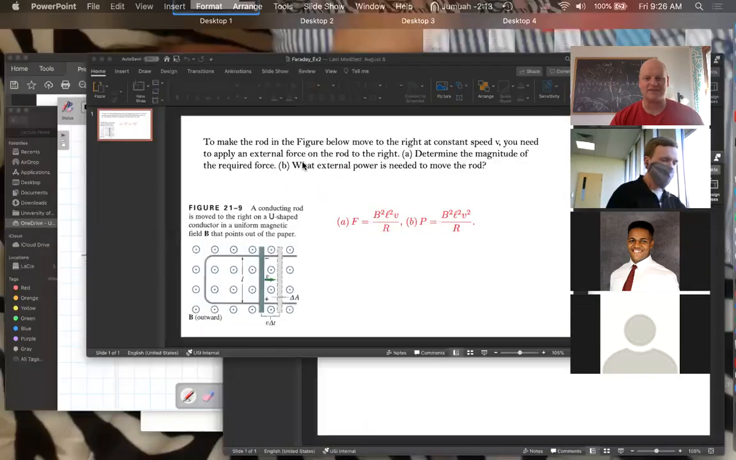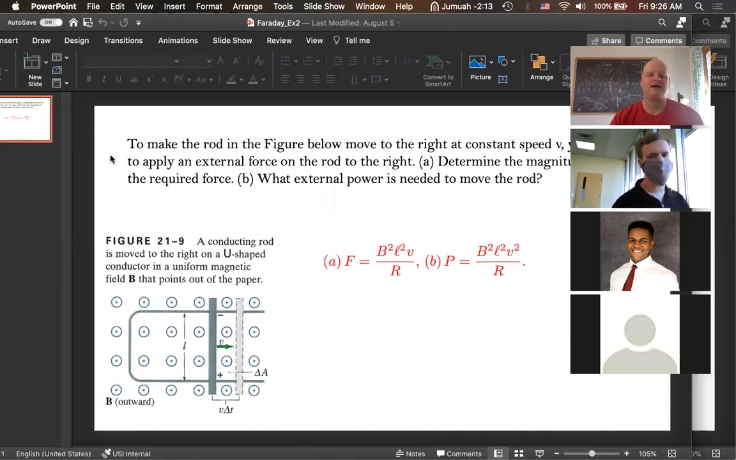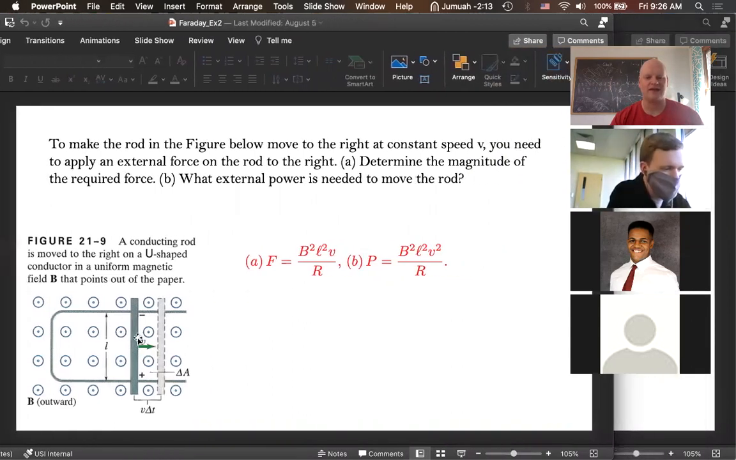So the next example is this one. It says, to make the rod in the figure below, which is this guy here, move to the right at constant speed v, you need to apply an external force onto the rod to the right. We'll talk about why you need to do that in a second. And this wants to know, what is the magnitude of that external force required? That's simply this guy. And what external power is needed to move the rod. Okay, and we'll talk about that in just a second as well.